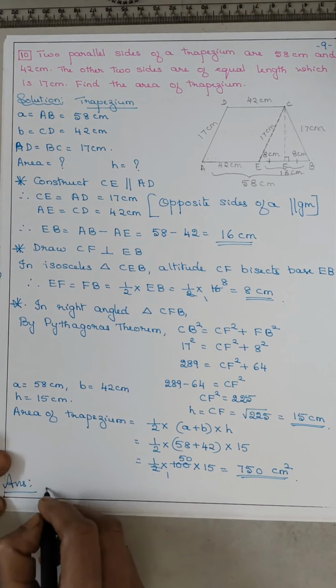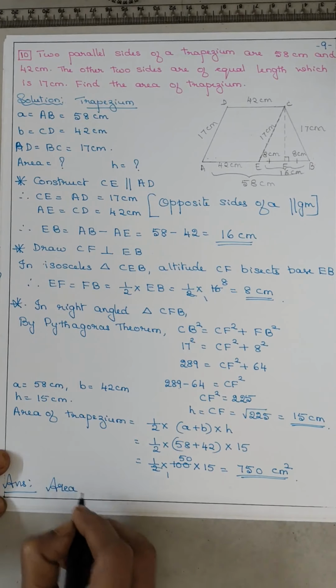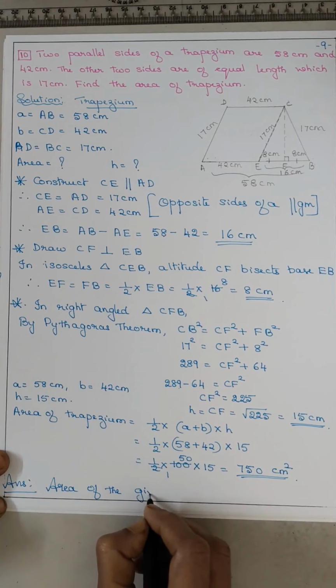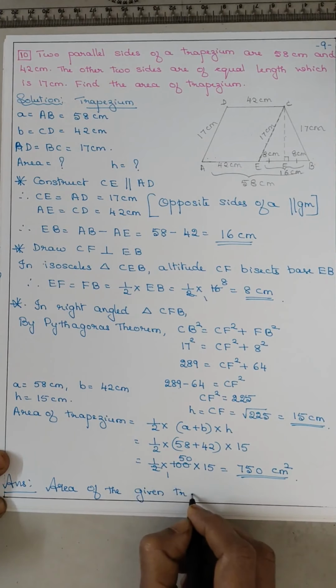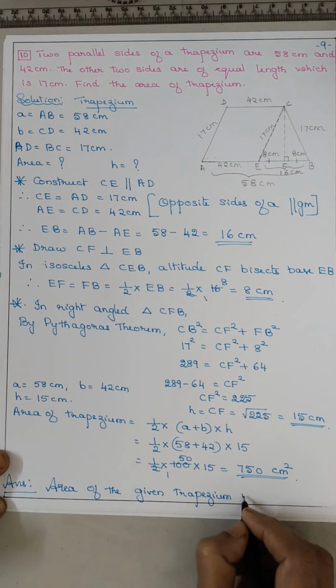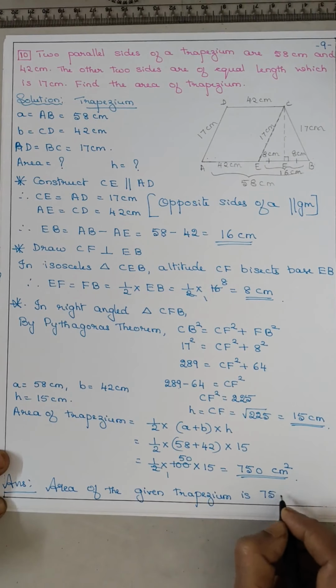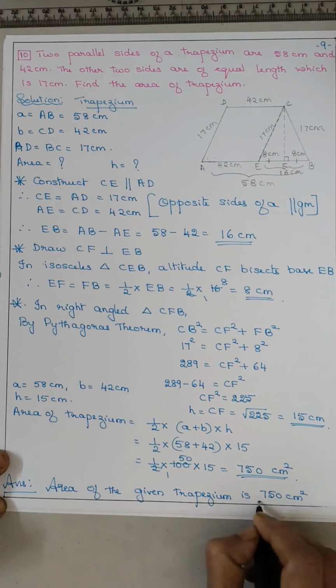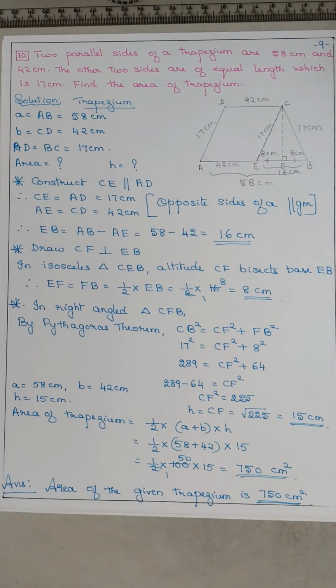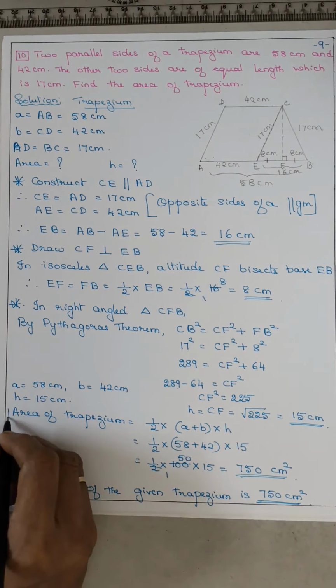Answer: area of the given trapezium is 750 centimeter square. Hope all students are confident. Before finding the area, you have got 3 steps, and last step is the area.